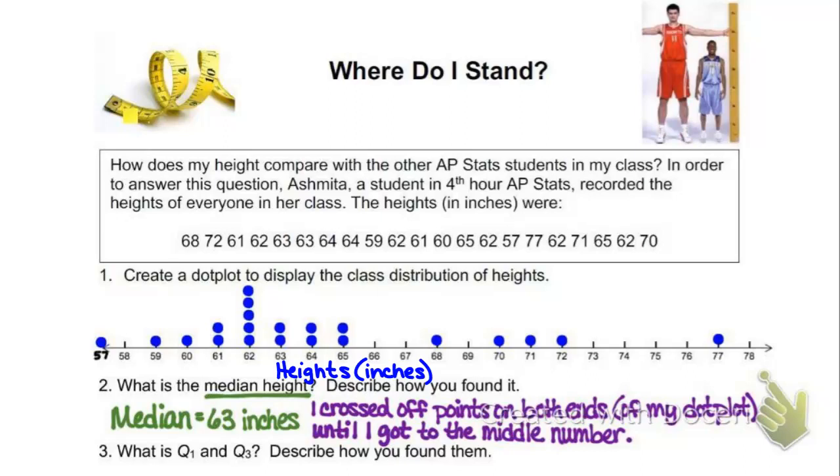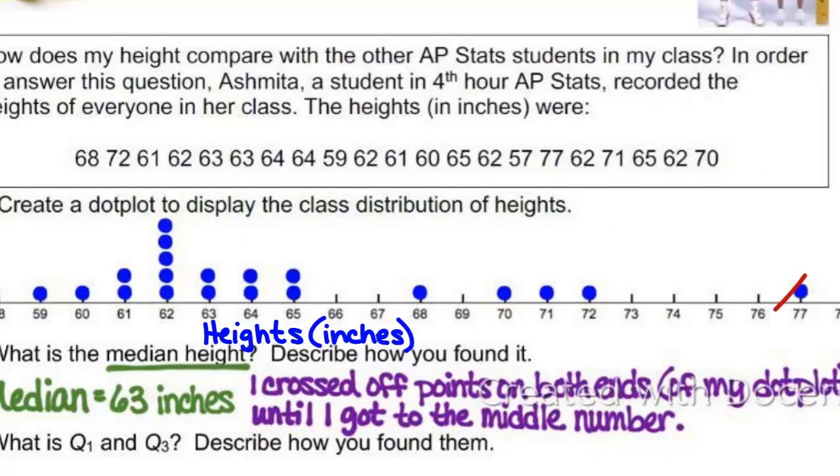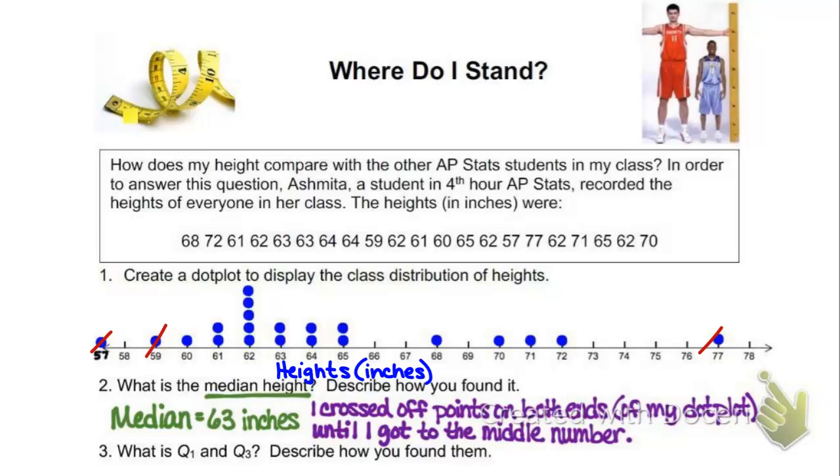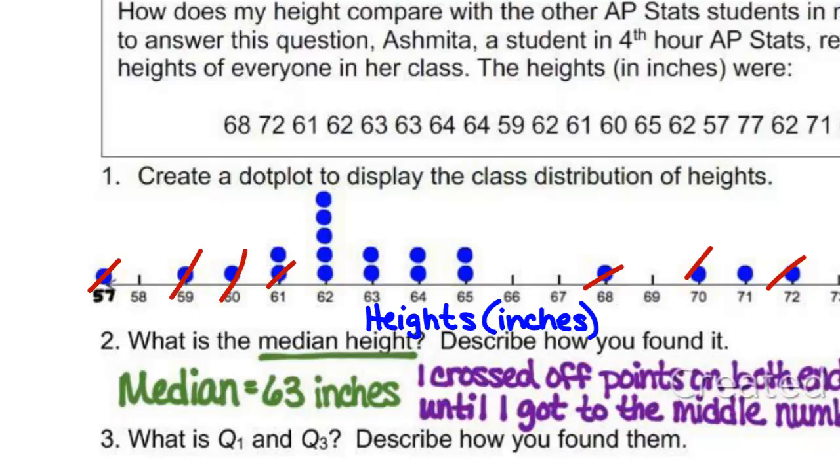Once you make that dot plot, you can cross off from both ends to get to the center. So like I'd cross 57 off with 77. I would cross 59 off with 72. 60 I would cross off with 70. Then if I'm coming from the left, I'm going to start at the bottom and work my way up. So I'd cross off the bottom one of 61 with 68. If I'm coming from the right and I'm crossing off, I go from the top down.